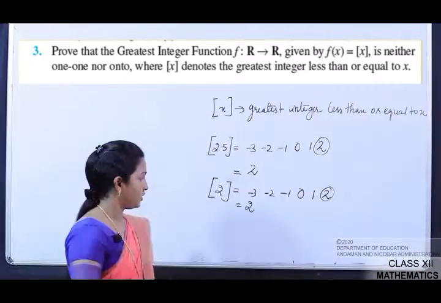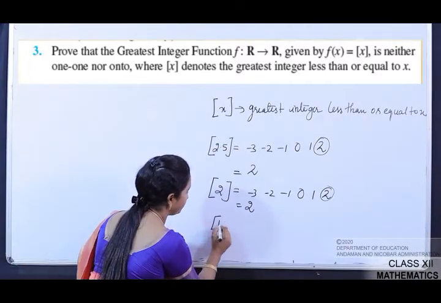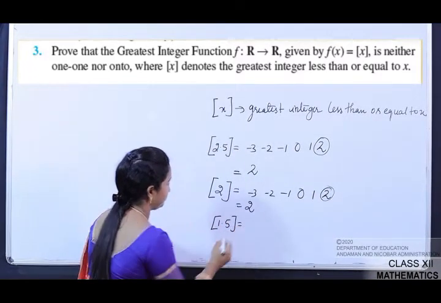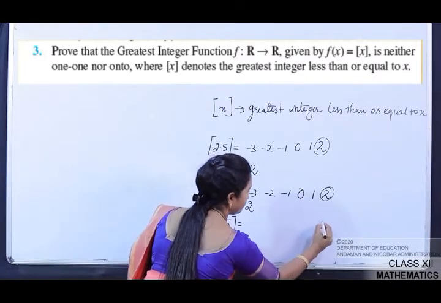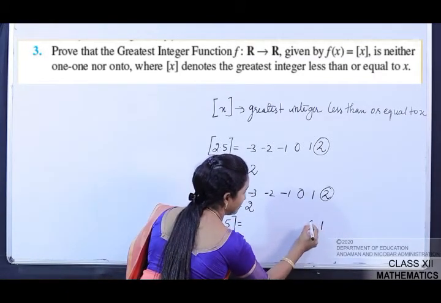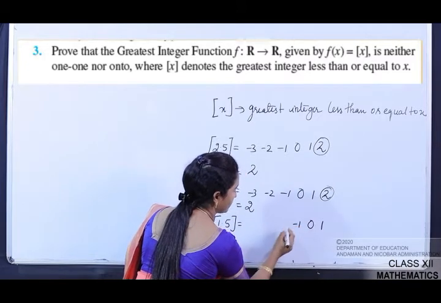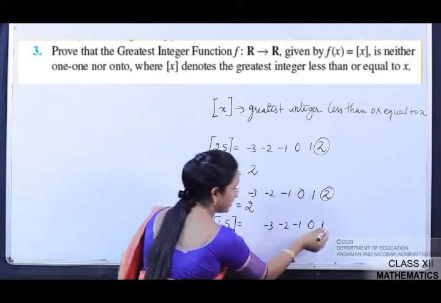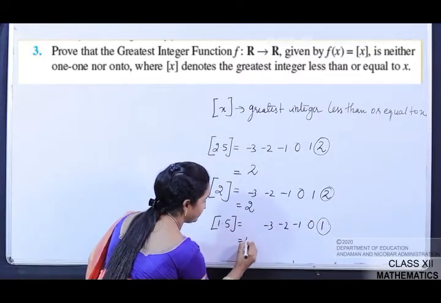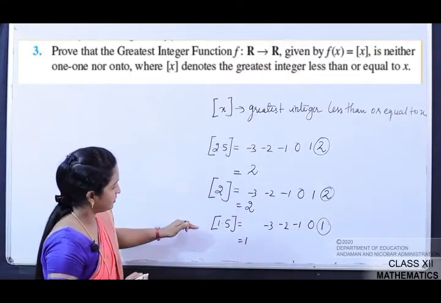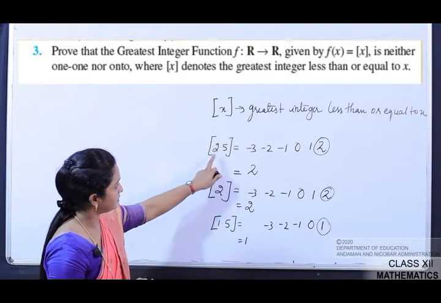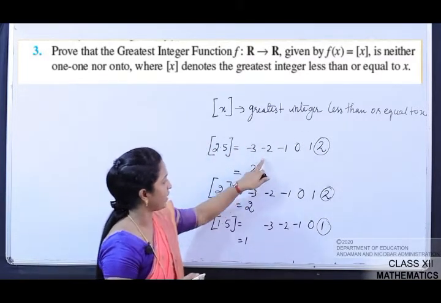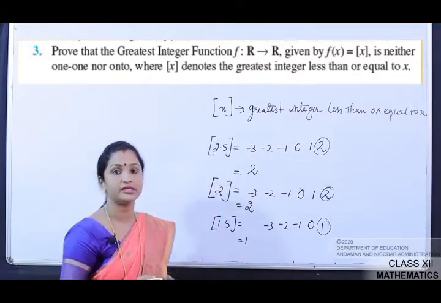Among these, which is the greatest? 2 is the greatest. If you take 1.5, the integers will be what? Less than 1.5 will be 1, 0, minus 1, minus 2, minus 3. It goes like that. Okay. So the greatest integer will be 1 here. So I think the concept is clear. The definition says that greatest integer less than or equal to x. तो इस तरह से आपको greatest integer की values निकालने हैं.